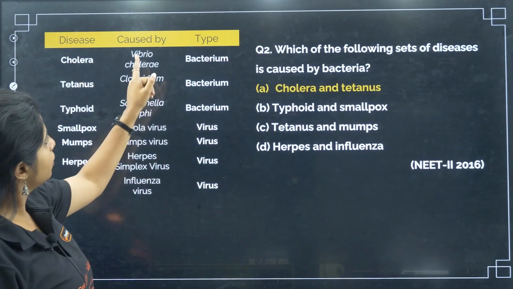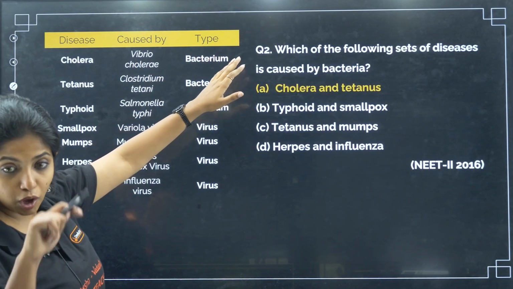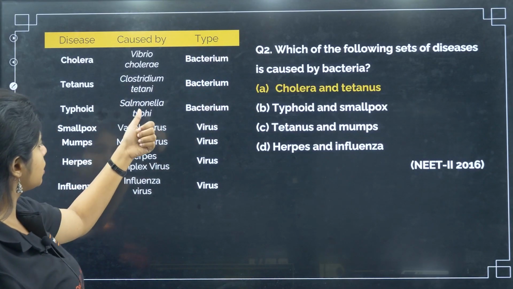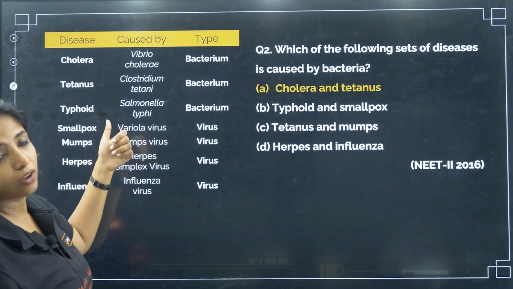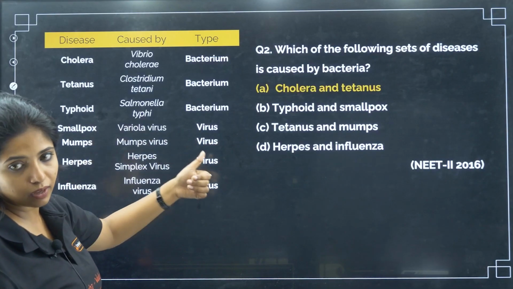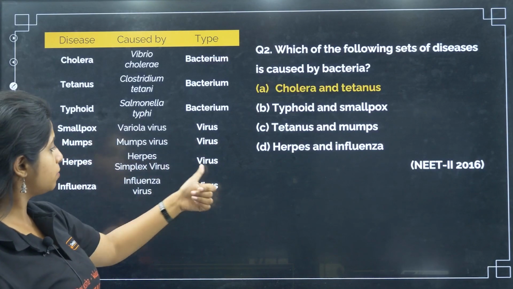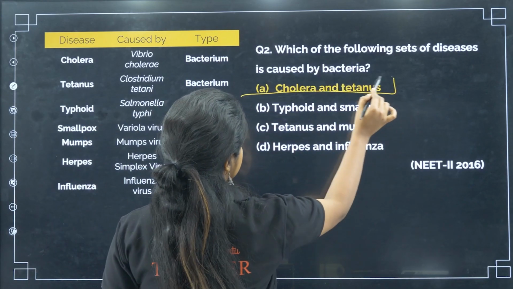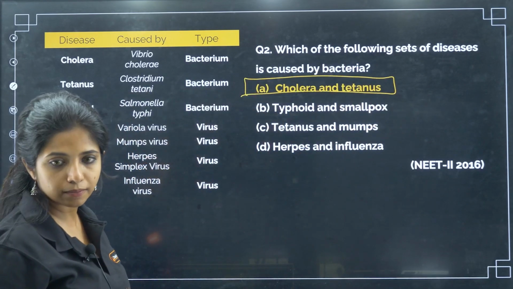Now, cholera, Vibrio cholerae, it is a comma shaped thing, that is bacteria. Tetanus, Clostridium tetani, that is a bacterium. Typhoid, Salmonella typhi, that is a bacterium. Smallpox, variola virus, that is a virus. Mumps virus. Herpes simplex virus, that is herpes, that is a virus. Influenza virus, that is a virus. So it's cholera and tetanus that becomes your answer for this particular question.